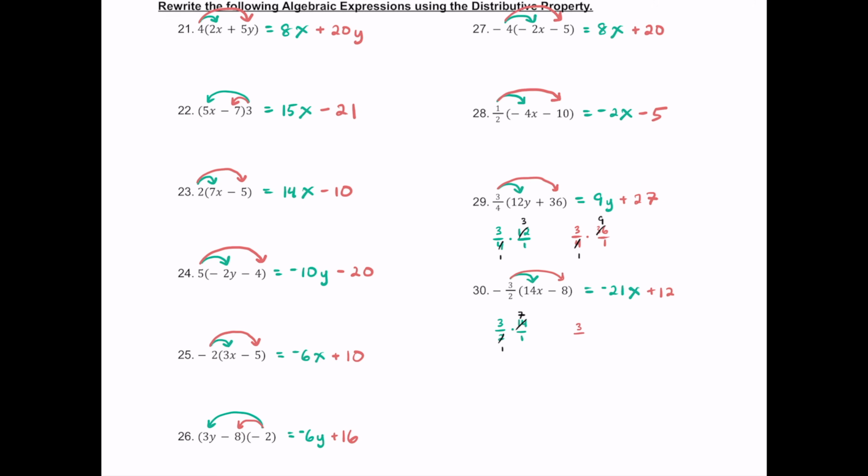And so if you do 3 over 2 times 8 over 1, just to confirm that, you can cross cancel, make that 1, that 4. 3 times 4 is 12, so that works out.